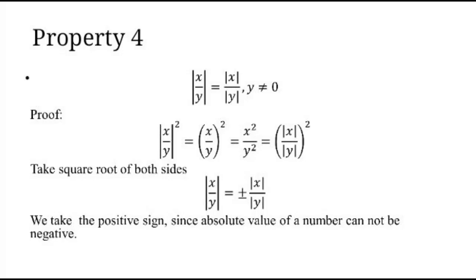Let's consider two real numbers x and y. Let's assume y is not equal to 0. We already know from earlier that when we multiply two numbers, the absolute value of the product is the product of the absolute values. That was property 3. We will apply a similar idea here, using division instead of multiplication.